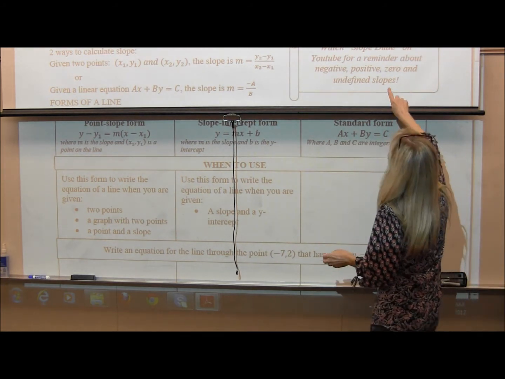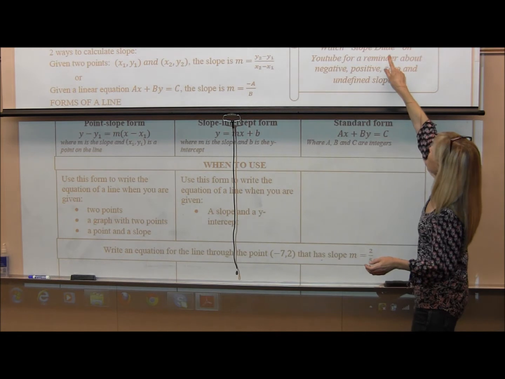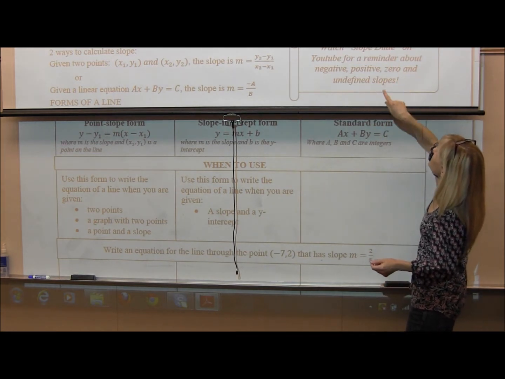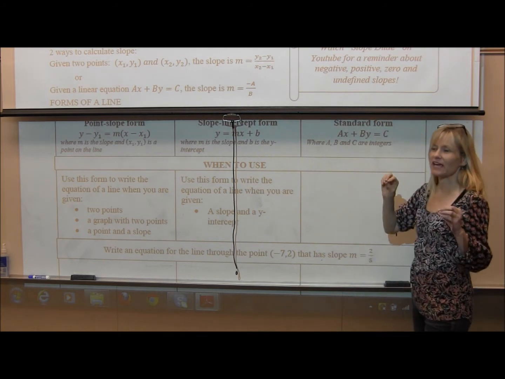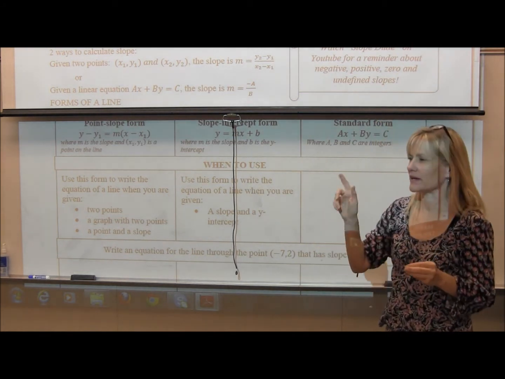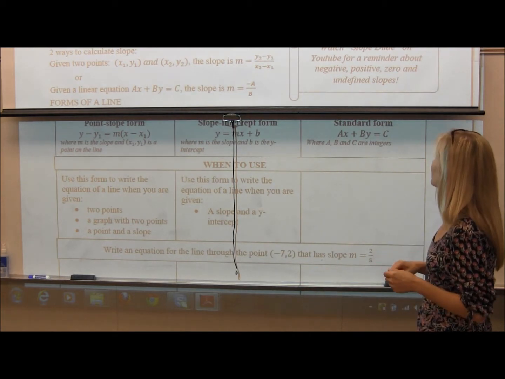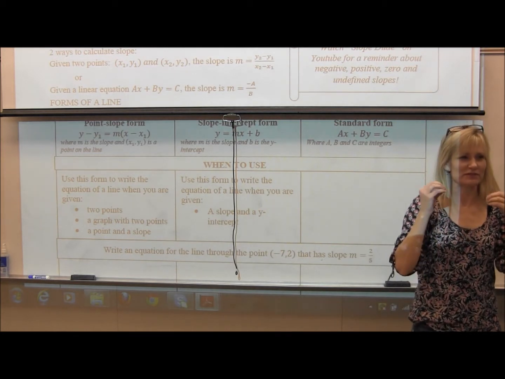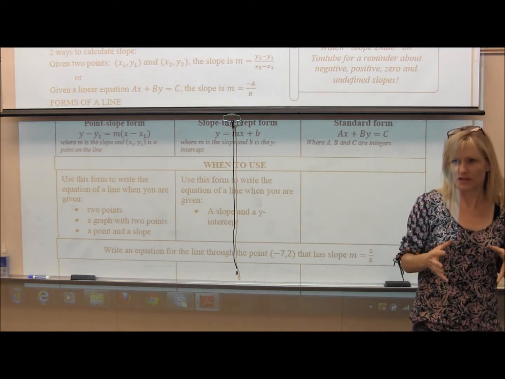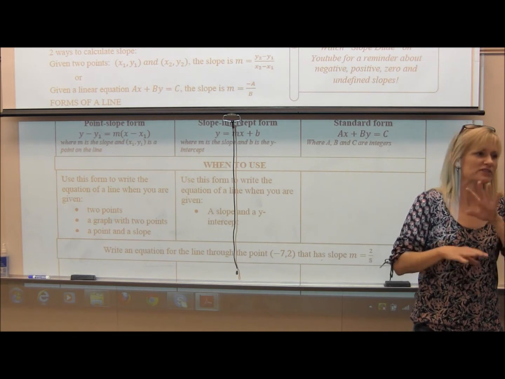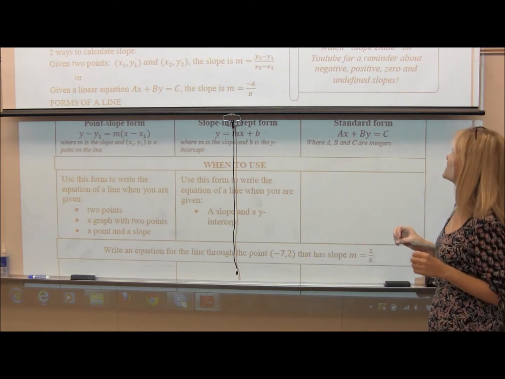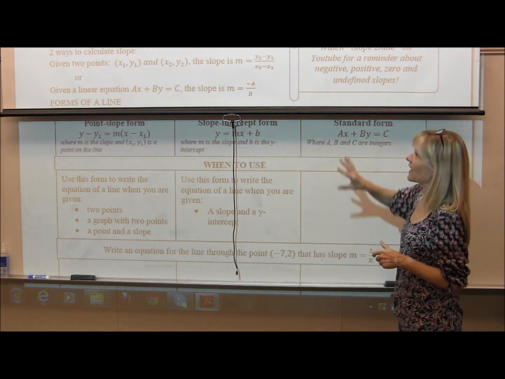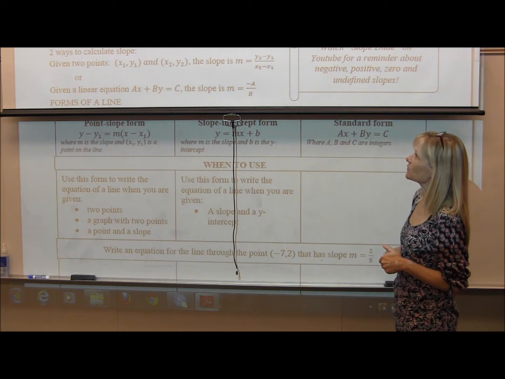Also, I put up here that you should go watch Slope Dude. You just Google Slope Dude on YouTube for a reminder about negative, positive, zero, and undefined slopes. The thing I love about that video, I found it when I was teaching Algebra 2 at Foothill, the students remembered it. And it gave them some little key phrases to help them remember slope. So I advise going to watch it. It's very silly, but it's effective. So do that, and that's on your notes. You might want to highlight that or something so you remember to go back and watch it.